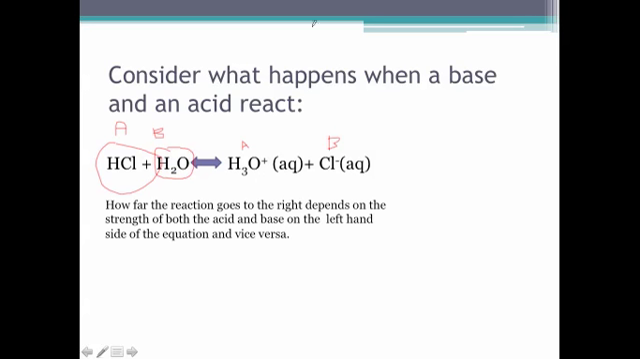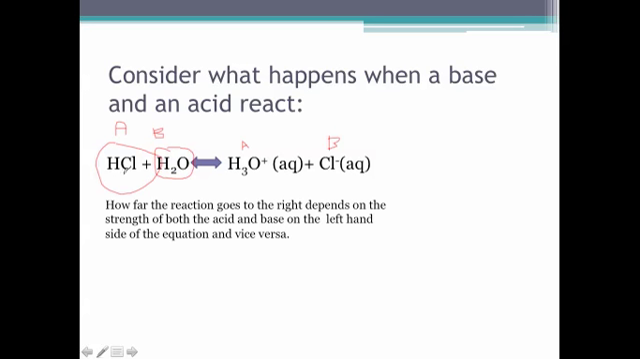as I explained, this reaction can go backwards and forwards like this, but it doesn't mean that you've got 50% of this stuff and 50% of this stuff here. How far it actually goes to the right or the left is going to depend on how strong the acids and the bases are. So if you look here at HCl, it's actually regarded as quite a strong acid.